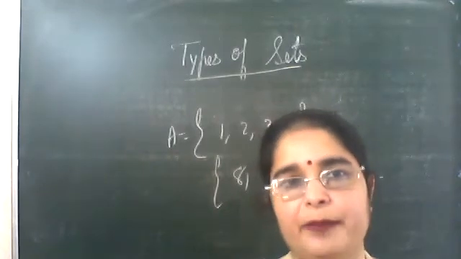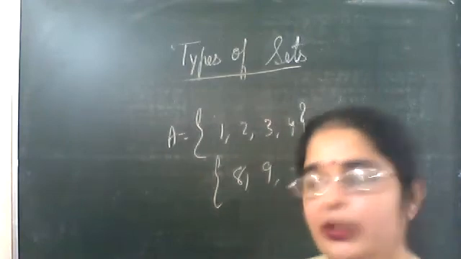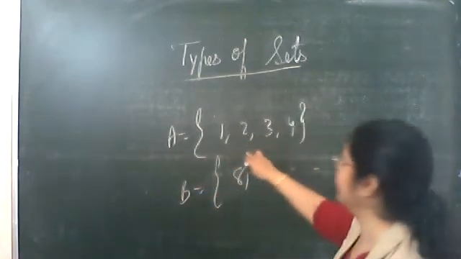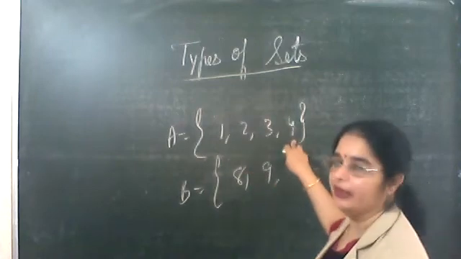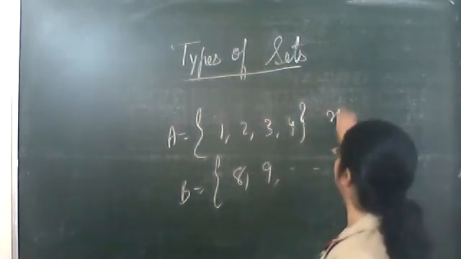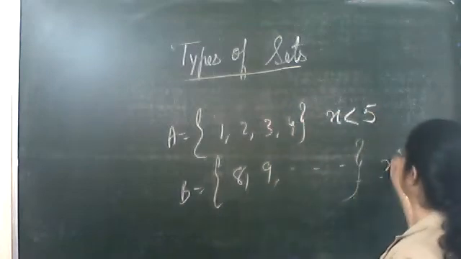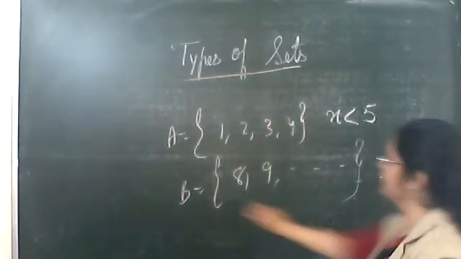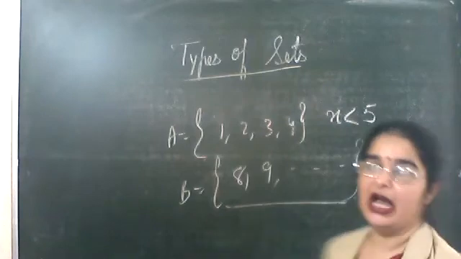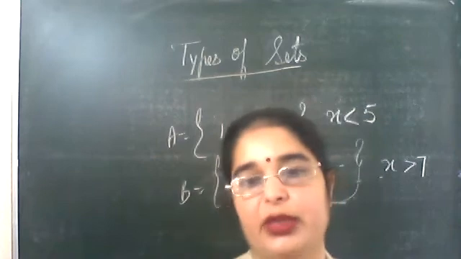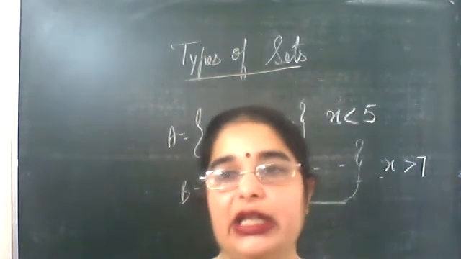Is it possible? Do we have any element? Suppose we are having these two sets. A is a set containing elements 1, 2, 3, 4, that means x is less than 5. Here we have x greater than 7. Are there any elements in which x should be less than 5 and x should be greater than 7? No, we don't have any elements.